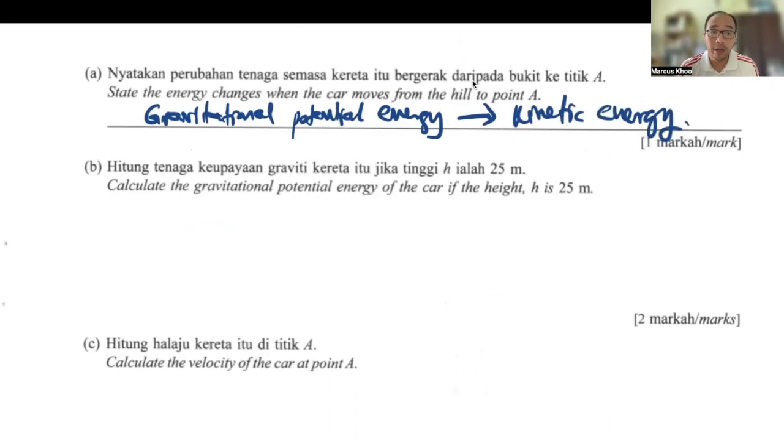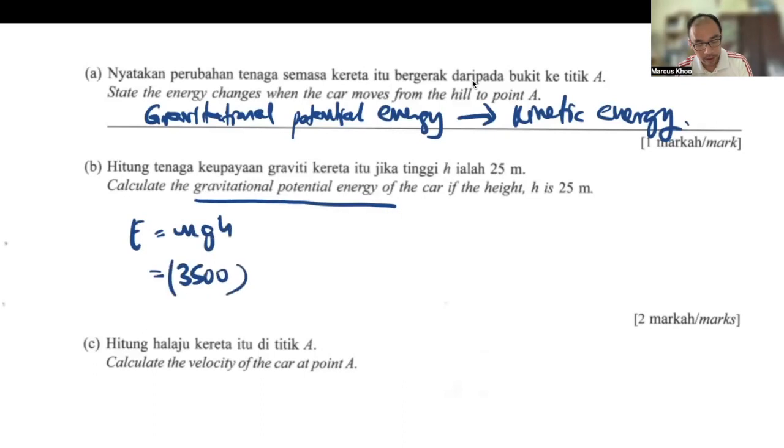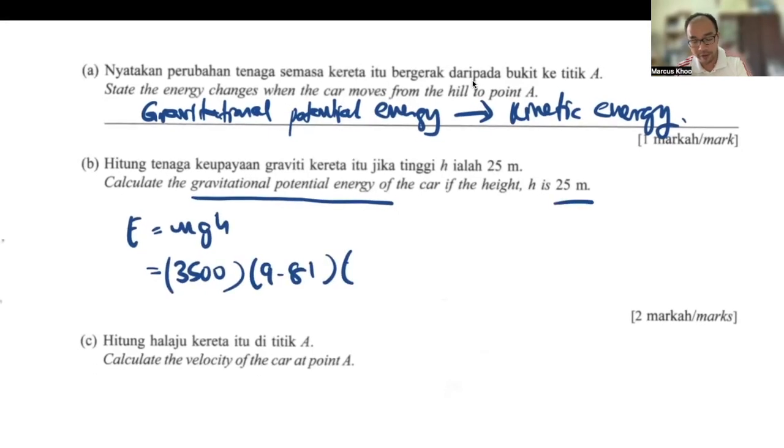Okay, now calculate the gravitational potential energy. So interesting, the question already sort of gives you the answer. Gravitational potential energy is mgh. Okay, you have the mass of 3,500. g, of course, is 9.81, and then the h is given as 25 meters. Okay, this will give you 34360 joules.